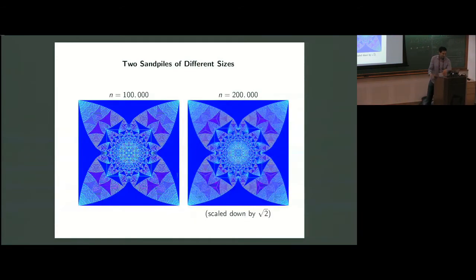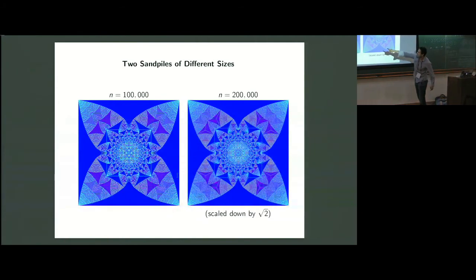So intuitively, what is this theorem saying? It's saying why these two pictures look so similar, even though this picture lives on a different lattice from that picture.